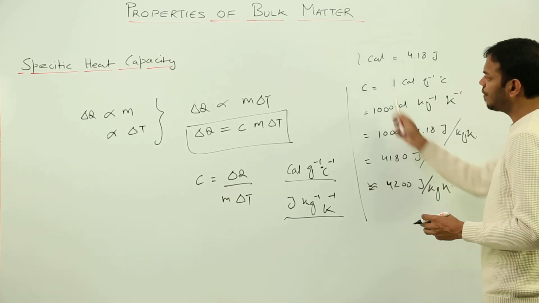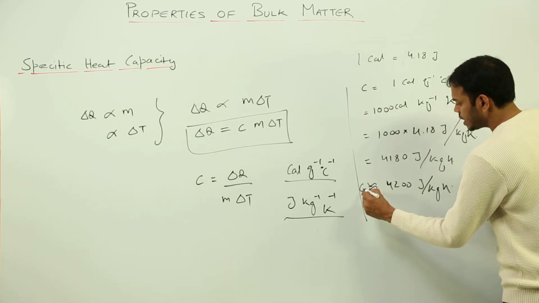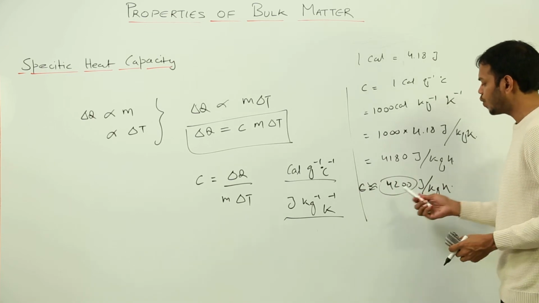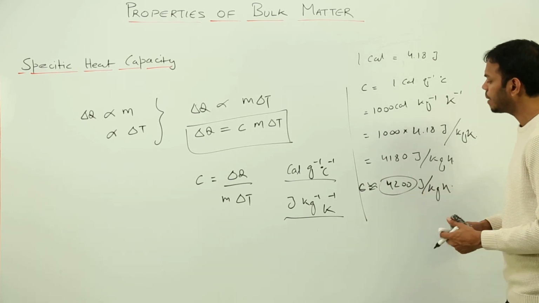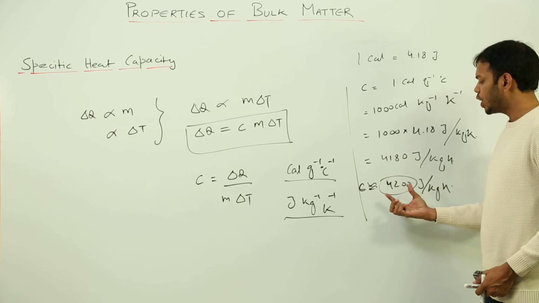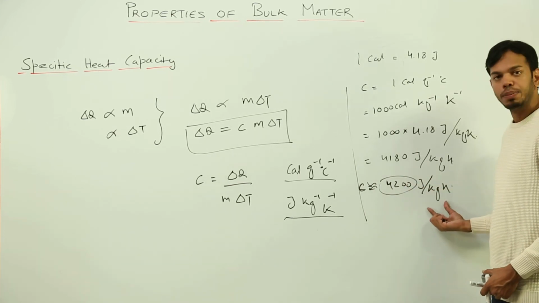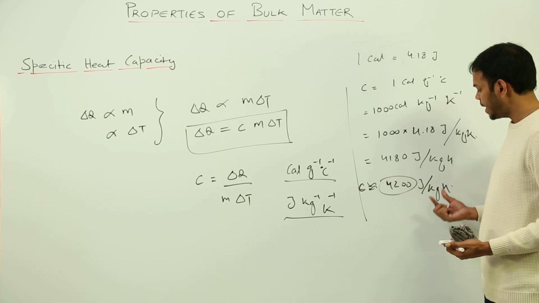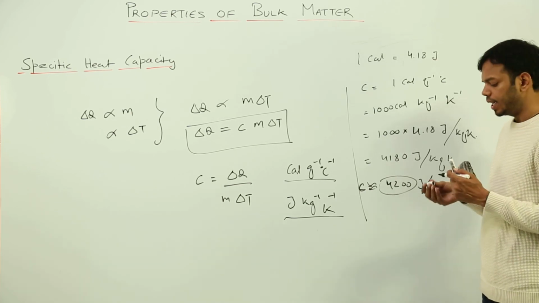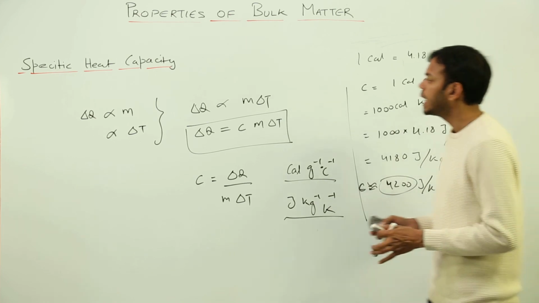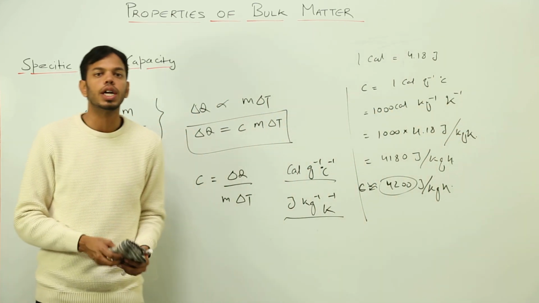That means the physical meaning of this term is that the specific heat capacity of water is 4200 joules per kg per Kelvin. That means we would require 4200 joules of heat to change the temperature of 1 kg mass by 1 Kelvin or by 1 degree Celsius. This is the physical significance of the term specific heat capacity, and we also call it heat capacity.